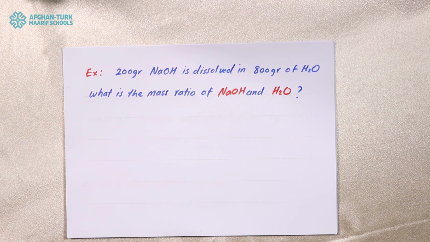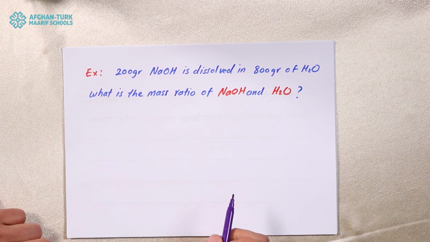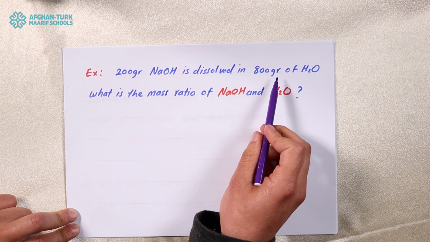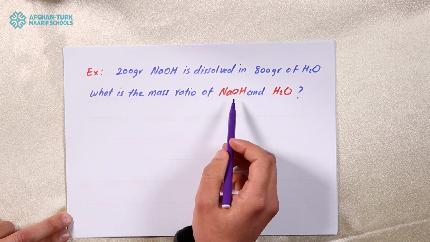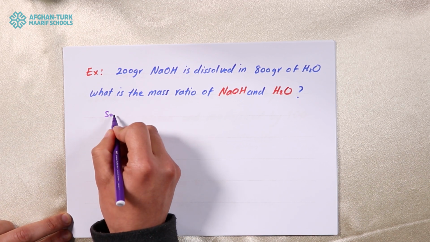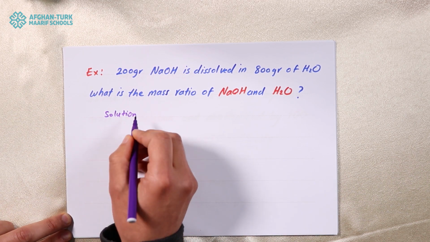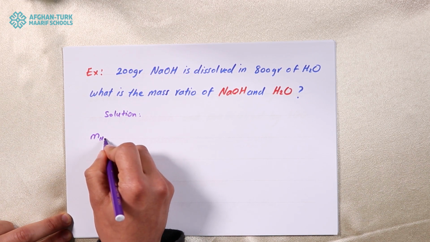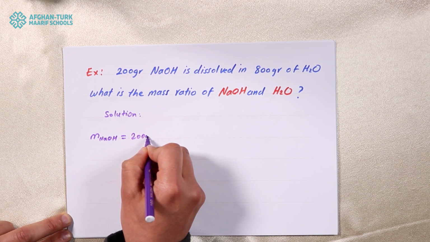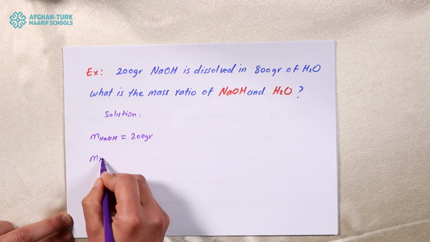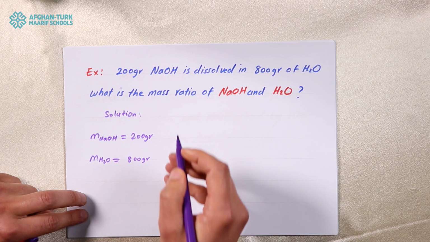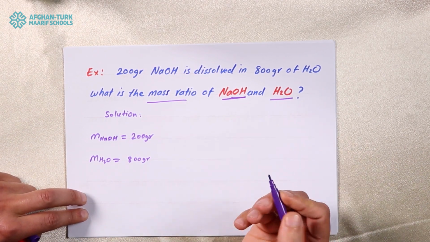For example, here is one question about mass ratio. We have 200 grams of sodium hydroxide dissolved in 800 grams of water. What is the mass ratio of sodium hydroxide and water in this solution? At first, we should categorize our solution. Mass of sodium hydroxide is equal to 200 grams. Mass of water is 800 grams. We should find the mass ratio of sodium hydroxide and water.